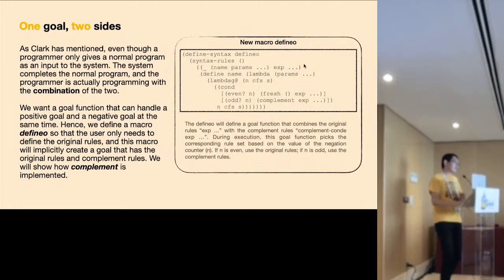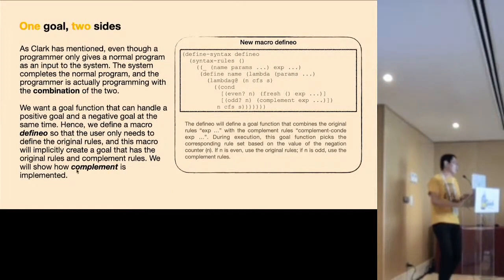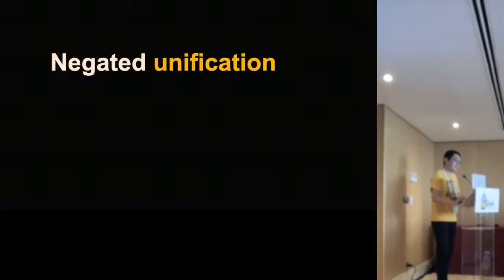Then this is the defino we mentioned. Okay, Clark already wants us to combine the two goals into one. So we have a defino. It will be based on the negation counter. If it is an even number, it means we are handling the positive goals, so we just do whatever the expression the user gives us. Otherwise, if it is odd, it is the negative goals, then we need to handle the complement form, the negated form. Okay. How to implement this complement, we'll leave as future work. Here, I just give you a high-level glance about the defino.